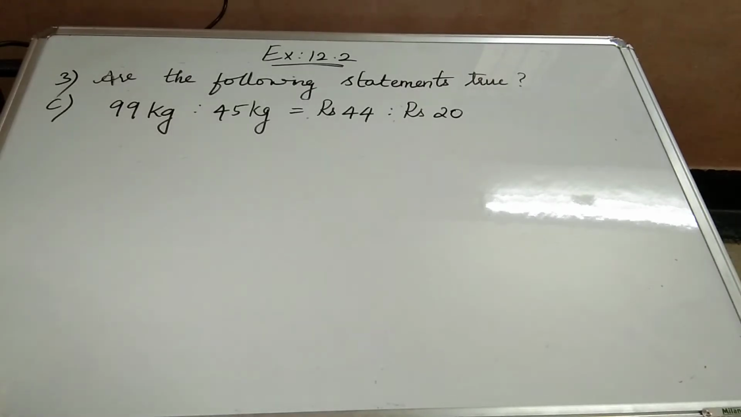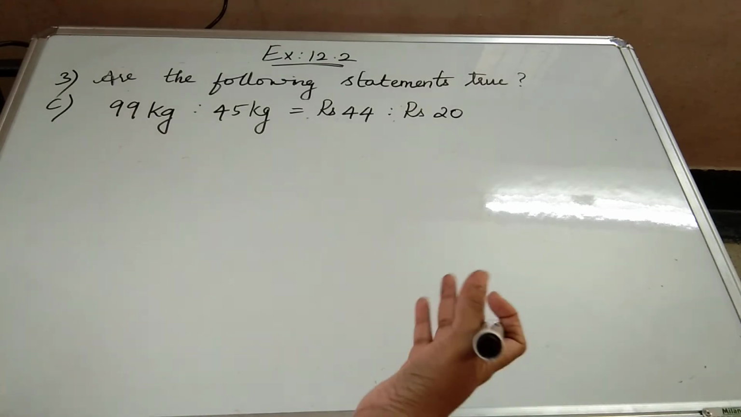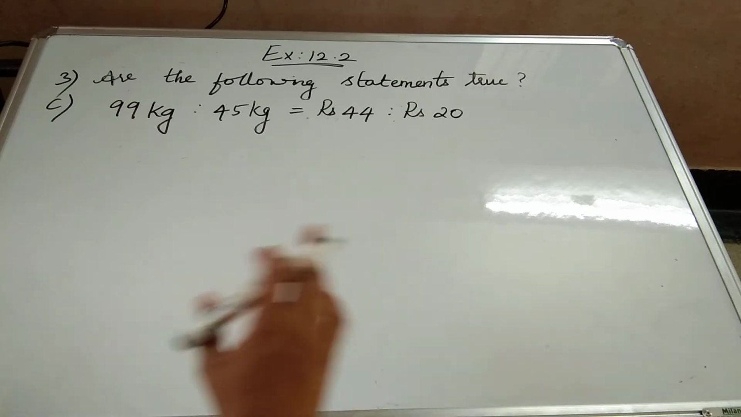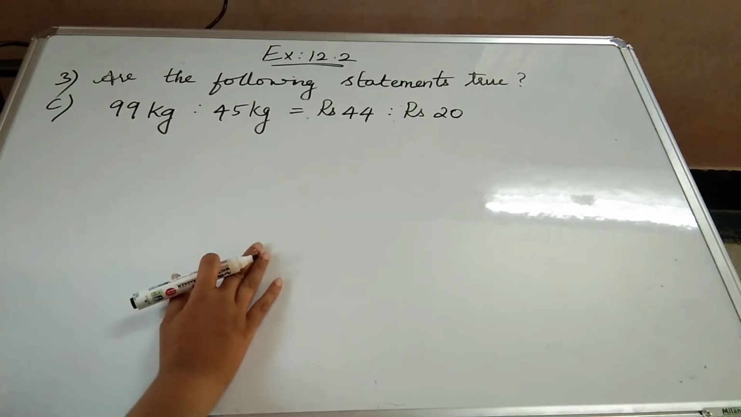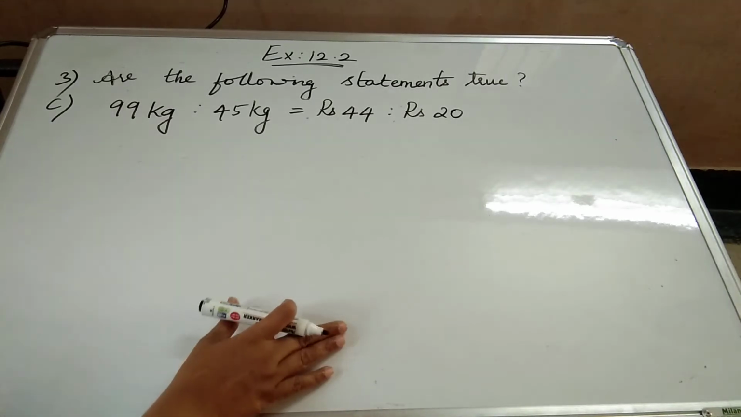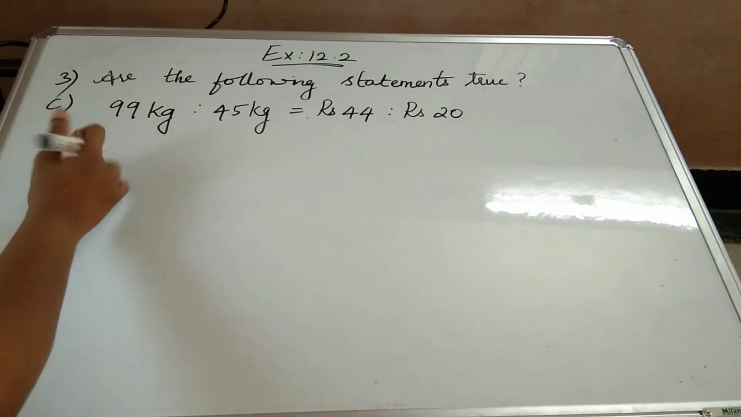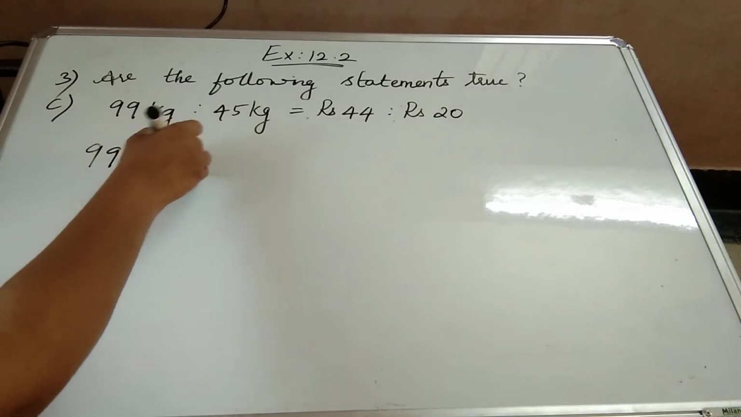C subdivision. 99 kilogram, 45 kilogram. Right hand side you have rupees 44 and rupees 20. Okay, now they are in same unit. So we can find the ratio. We have to check whether the ratios are equal. Now 99 is to 45.